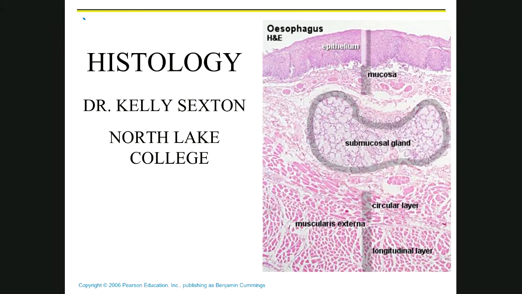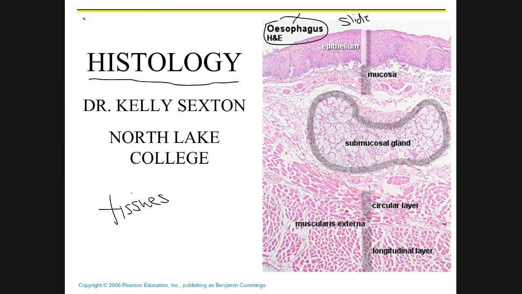So this is histology part one. So let's talk a little bit about what histology is before we get too far. Histology is actually the study of tissues. Histio means tissues, and that's what we're going to look at. So if you look at this slide over here, this is a slide of the esophagus. And the esophagus is an organ.